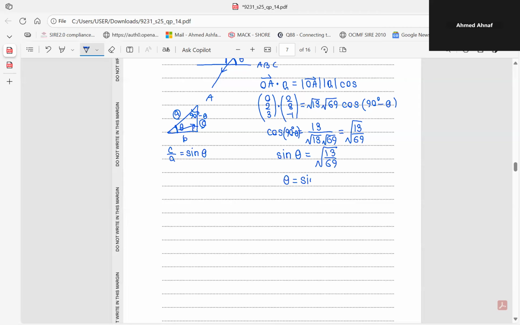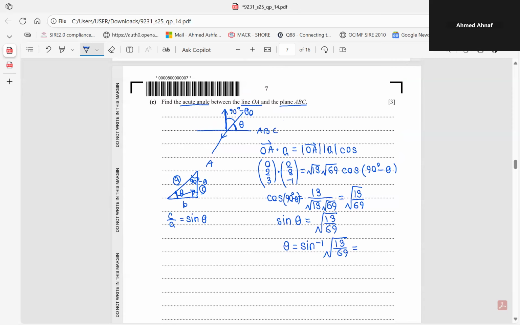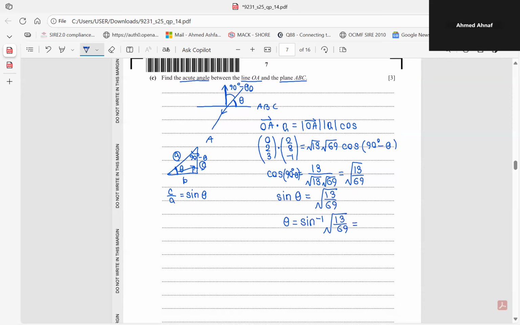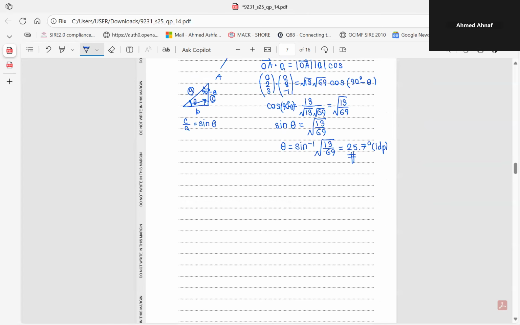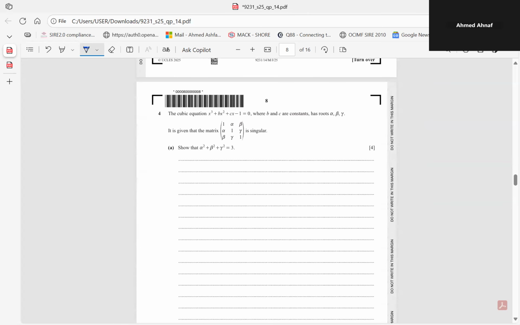So just take the inverse sine. You can leave your answer in either degrees or radians. The question didn't specify. In my case, I'm going to go with degrees. So in degrees, the answer is 25.7 degrees to 1 decimal place. All answers in degrees should be given to 1 decimal place. So this is our final answer for this part, as well as the entire question. Let's head on to the next question.